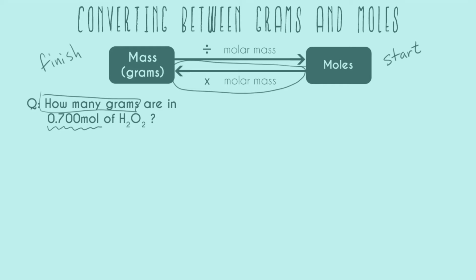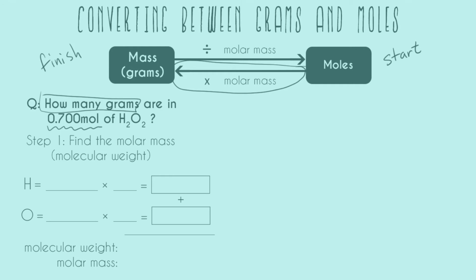Alright, so before we can multiply our moles by the molar mass, we have to have our molar mass. And so for all of these problems that are converting between mass and moles, step one is always going to be find the molar mass. And you find that the exact same way as you find molecular weight, it just has different units. So our formula for molecular weight and molar mass is to take our atomic mass and multiply it by the number of that element we have in our molecule.